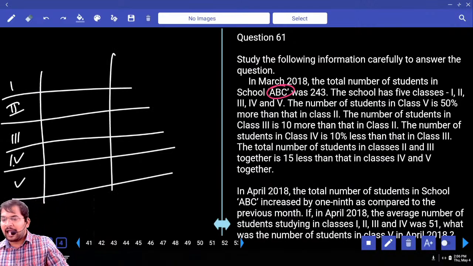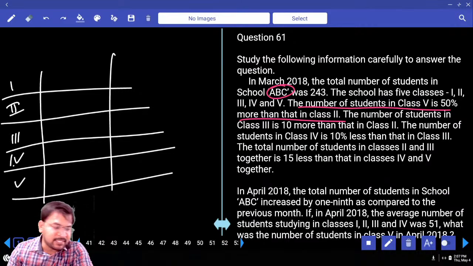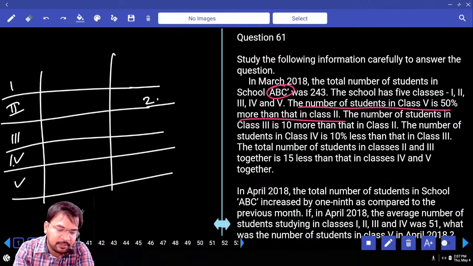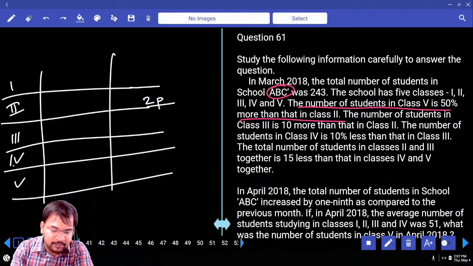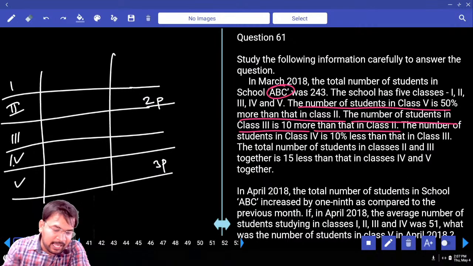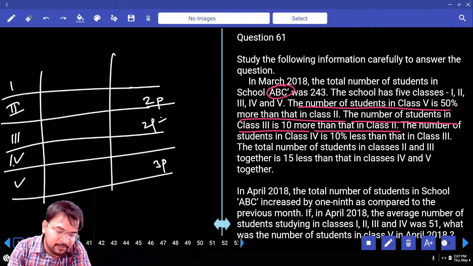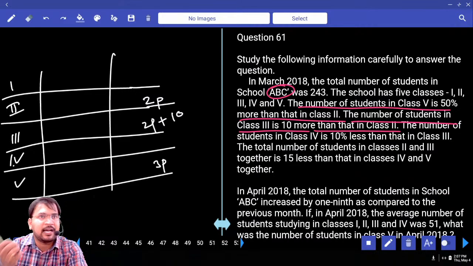The school has 5 classes. The number of students in class 5 is 50% more than in class 2. 50% more than in class 2. If class 2 is 2 parts, class 5 is 50% more, which is nothing but 3 parts. All of you clear? The number of students in class 3 is 10 more than that in class 2. Class 2 is 2 parts, plus 10. Are you clear?